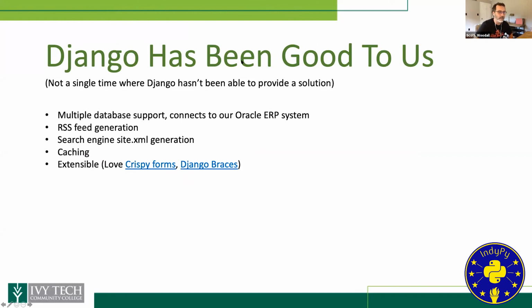Django's been good to Ivy Tech. I can't recall a single time where Django hasn't been able to provide us a solution. Every time we've been given a problem and had to reach out and do something, Django's been there and had it, a lot of times to my surprise. We've got multiple database support where we need to connect to our Oracle ERP system. There was a time when we had to generate RSS feeds; Django does that out of the box. Search engine sitemap XML out of the box. Caching out of the box. It's extensible, so big fans of Crispy Forms, which handles form rendering, which is a pain, handles that beautifully, and Django Braces.